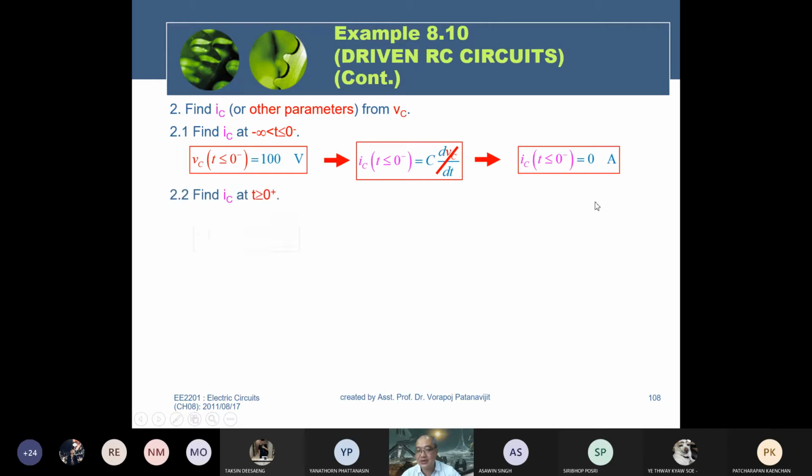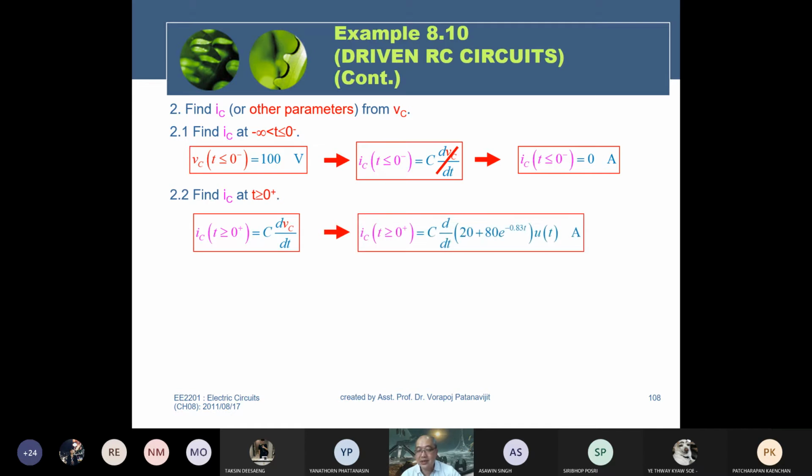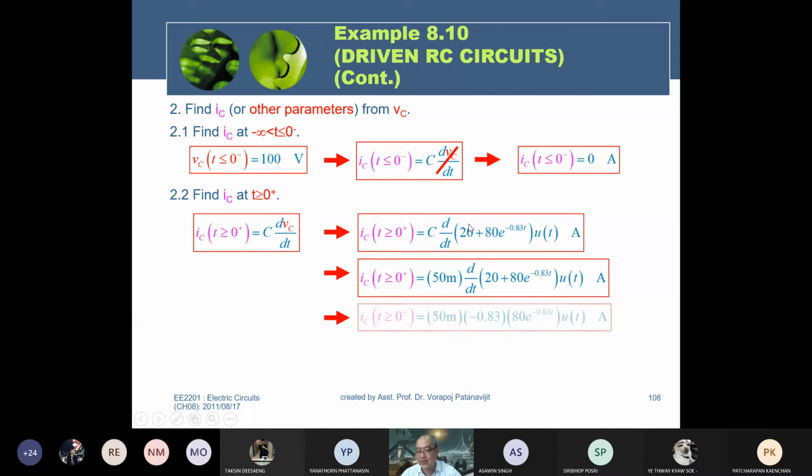But for time greater than 0, the capacitor voltage is not constant. The capacitor voltage equals 20 plus 80 e to the minus 0.x3 t. Okay, take the derivative of them. Take the derivative of 20, it gives you 0. Take the derivative of 80 e to the minus 0.x t, it gives you A e to the A t. And you multiply them each term, you get here.